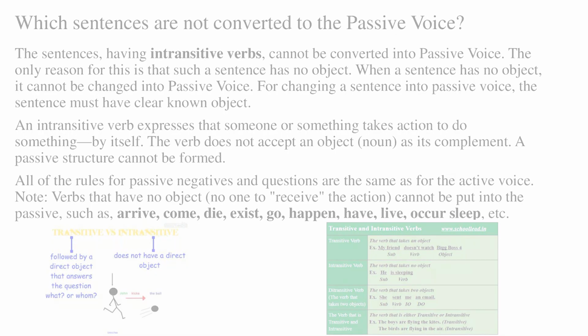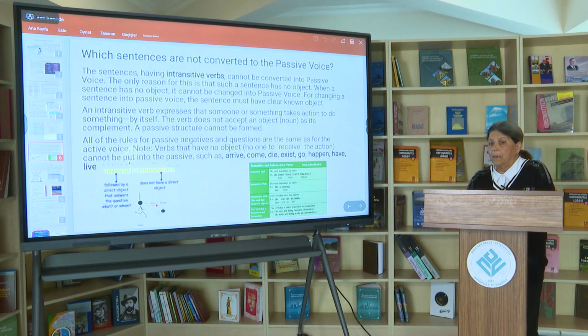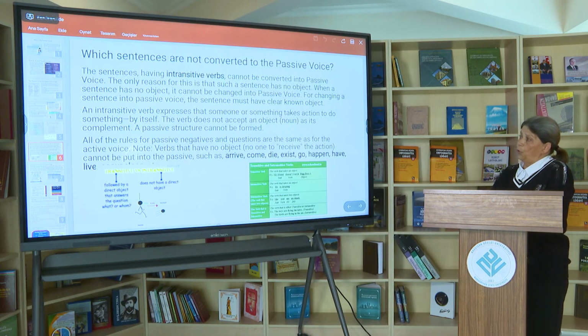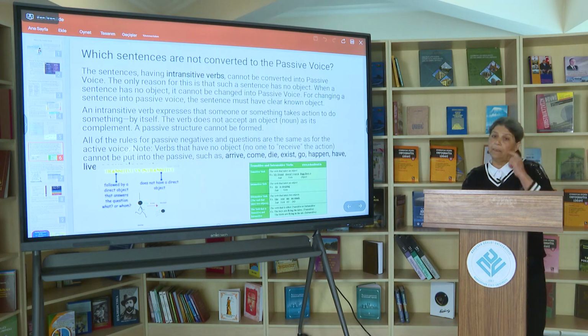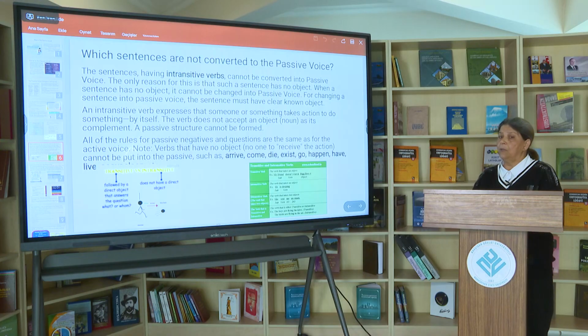Generally, all types of sentences can be converted into passive voice. The only reason they cannot is that such a sentence has no object. But there are some cases where active sentences cannot be changed into passive construction. What sentences are they? They are the following sentences.